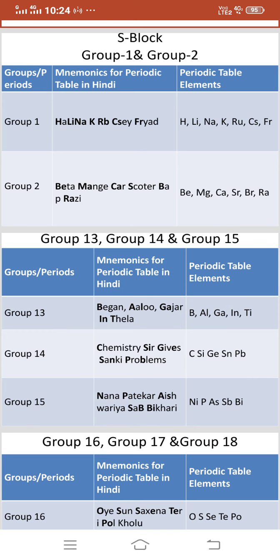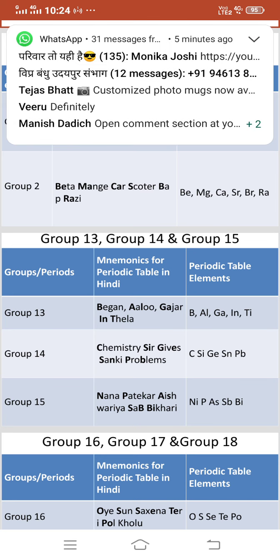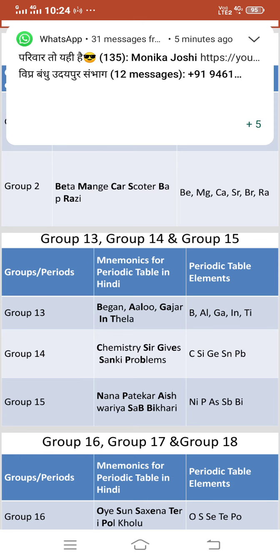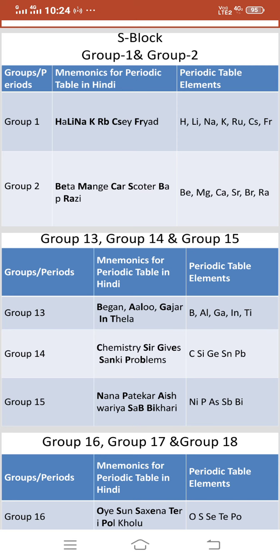Now the mnemonics for P block elements, group 13, group 14 and group 15. So group 13 mnemonic is Bengan, Alu, Gajar in Thela. So Bengan represents boron, Alu for aluminium, Gajar for gallium, In for indium, Thela for thallium.